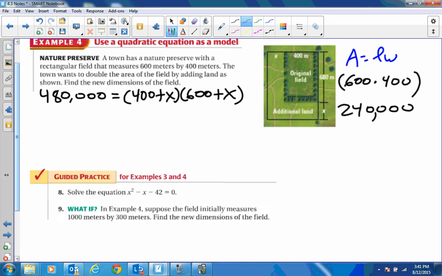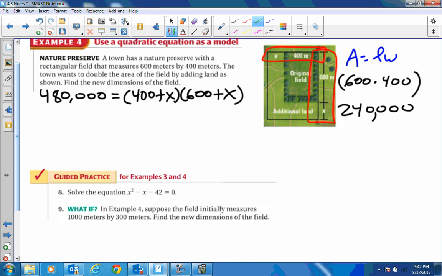Because 400 plus x would be this length right here, and 600 plus x would be this length right here. And we measure area by length by width. So if we want to double it, you're adding x to each dimension to get double the area. And we know double the area, since the original area is 240,000, would be 480,000.